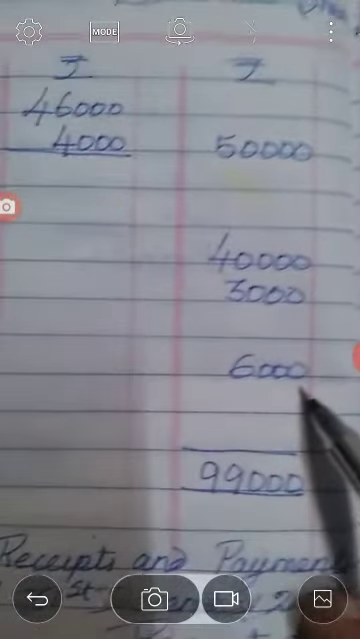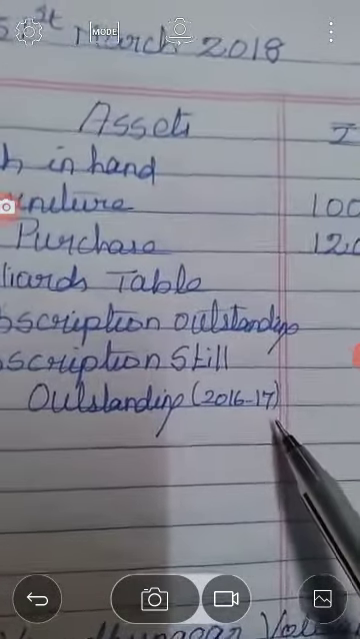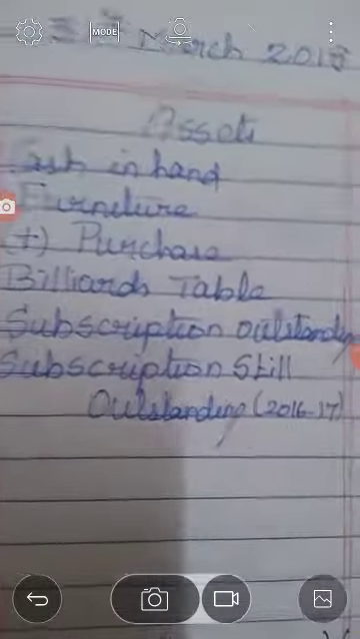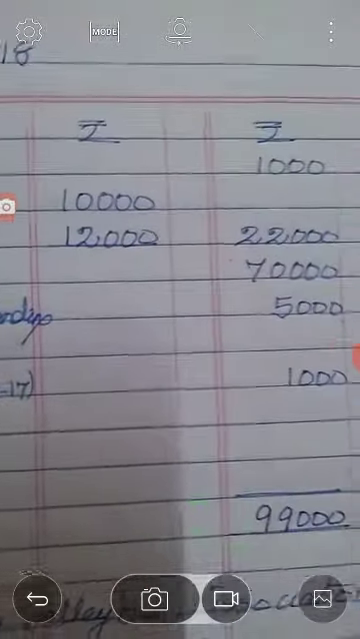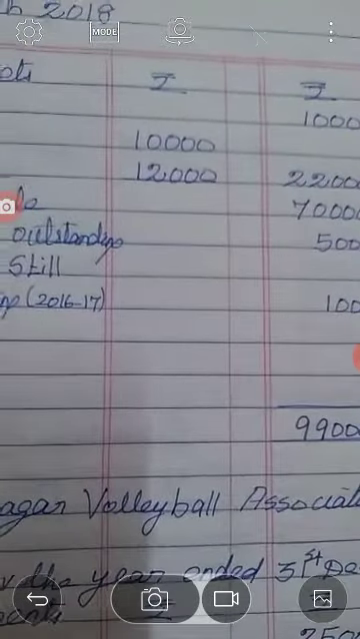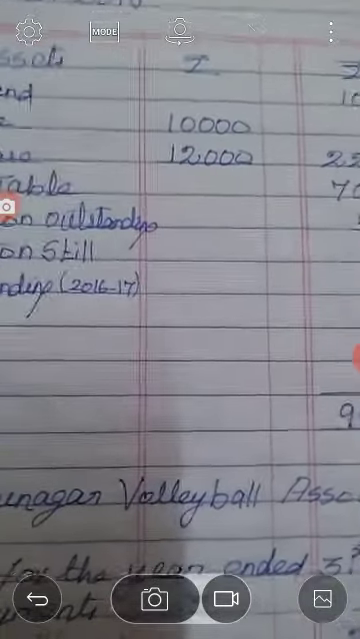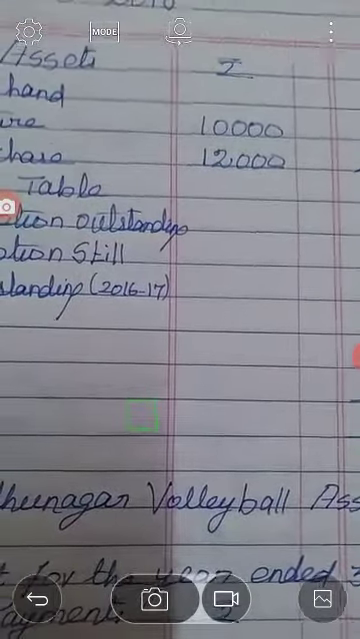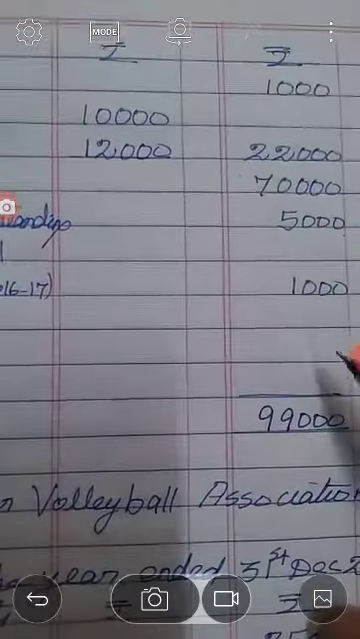Subscription outstanding 5,000. Then on the liability side, subscription received in advance, that is 18-19, should be shown on the liability side. Then in the additional information, subscription still outstanding, previous year still outstanding. If the word still is given, the previous year outstanding should be shown on the asset side, 1,000. So if the word still is given in the sum, it should be shown on the closing balance sheet asset side. So this 1,000 rupees we show.